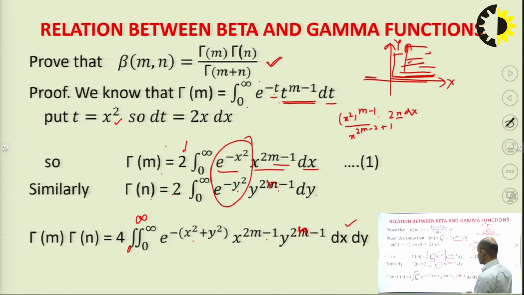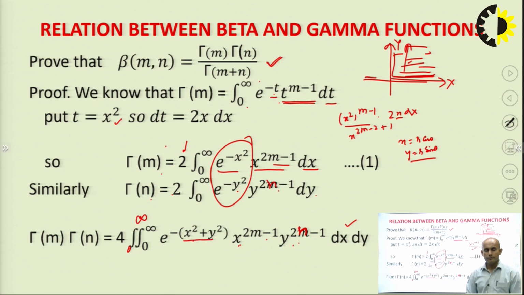So how can we find this integration? If we convert this integration into polar form, then as we know, x equals r cos theta and y equals r sine theta. So in place of x we can write r cos theta, and in place of y we can write r sine theta. This value is r cos theta, this is r sine theta, and this is actually r square.